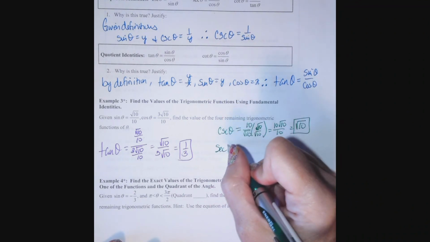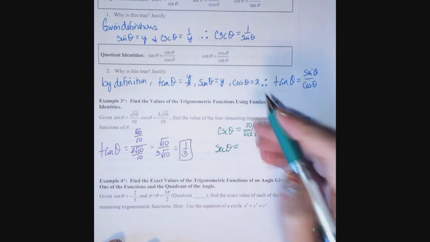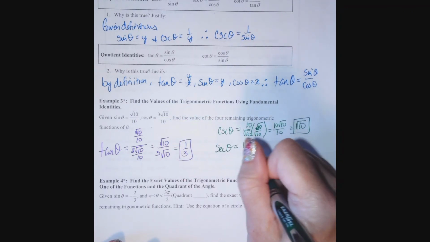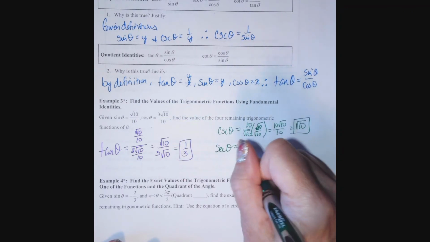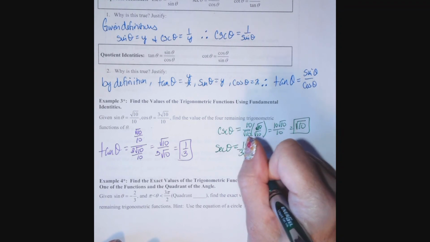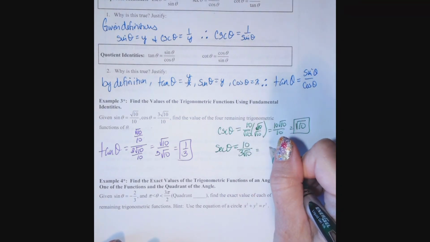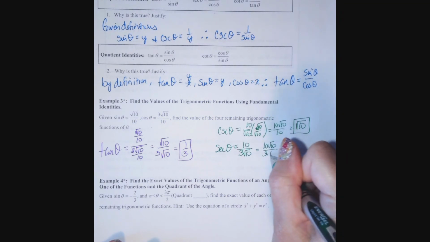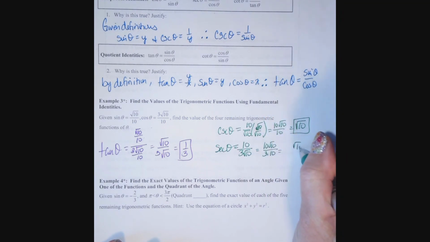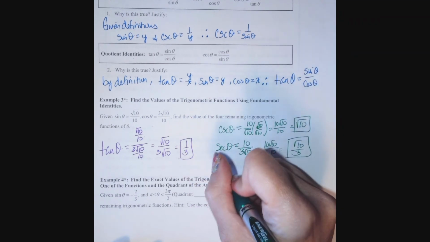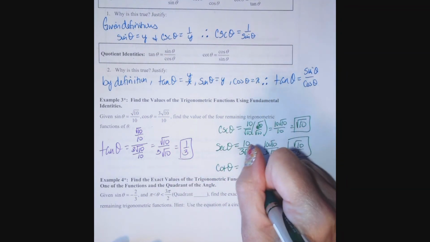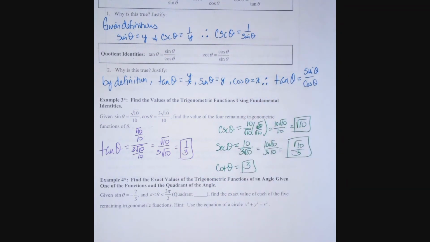Then secant theta is the reciprocal of cosine, so I take 1 over cosine, or just flip that value, rationalize again, and I get square root 10 over 3. And then finally, cotangent theta is the reciprocal of tangent. That one's just 3.